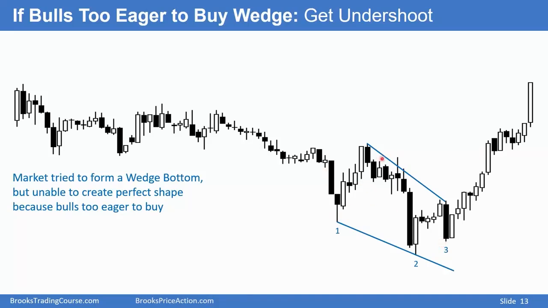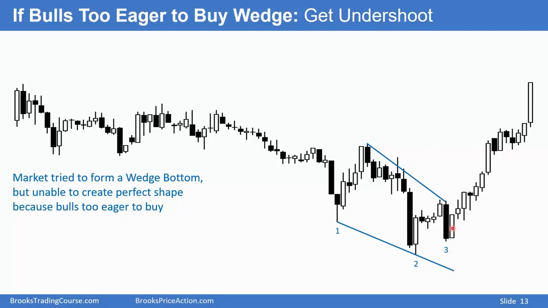There are 3 pushes down. Had this low gone below that low, you would call it a wedge. But what happened here is this is an undershoot. The third push down did not fall below the second push down. In fact, it did not get anywhere near the trend line at the bottom of the wedge.